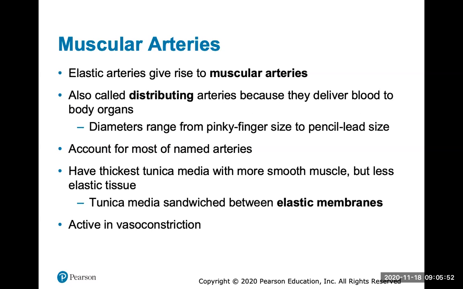Muscular arteries will be the smaller version, so elastic arteries will give rise to muscular arteries. These are also called distributing arteries because they deliver blood to the body organs, and most of the named arteries that you learned in anatomy are all the muscular arteries. They will be very active in vasoconstriction because they have the thickest tunica media with a smooth muscle wall.